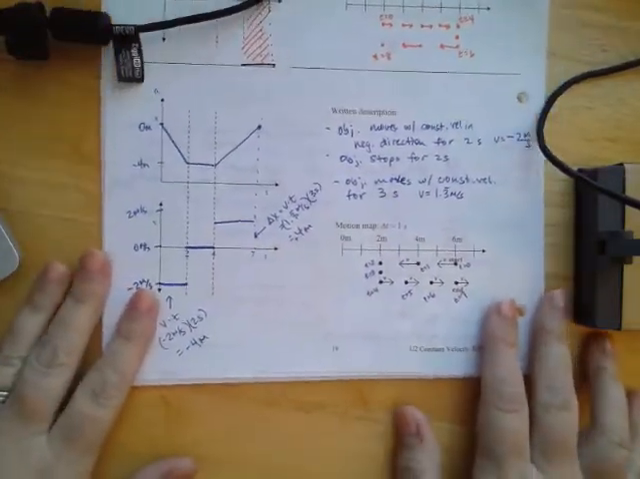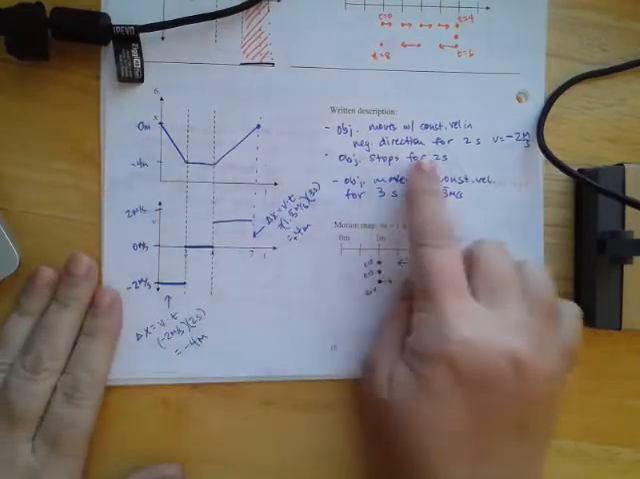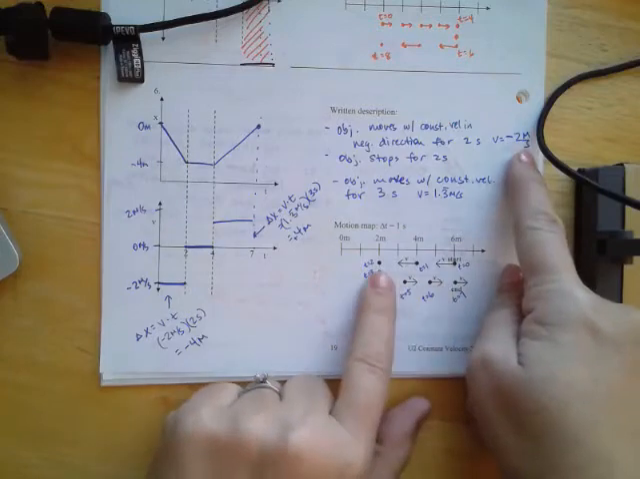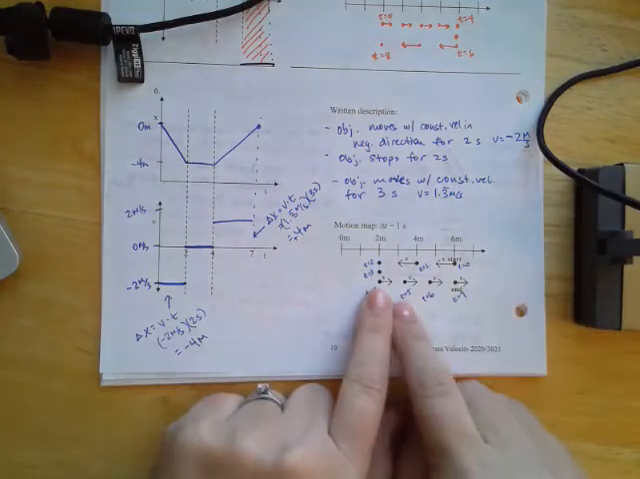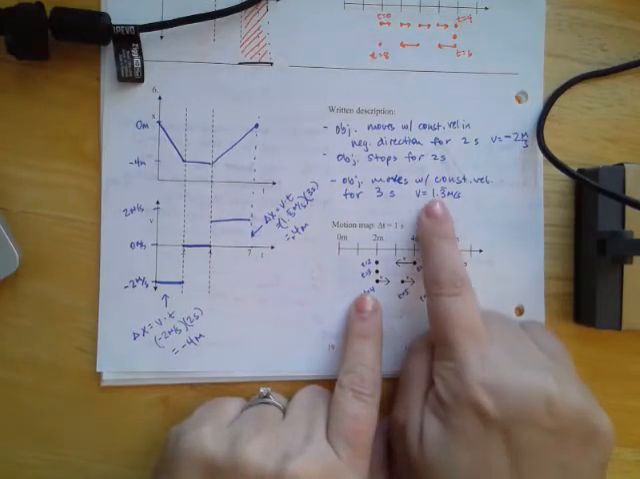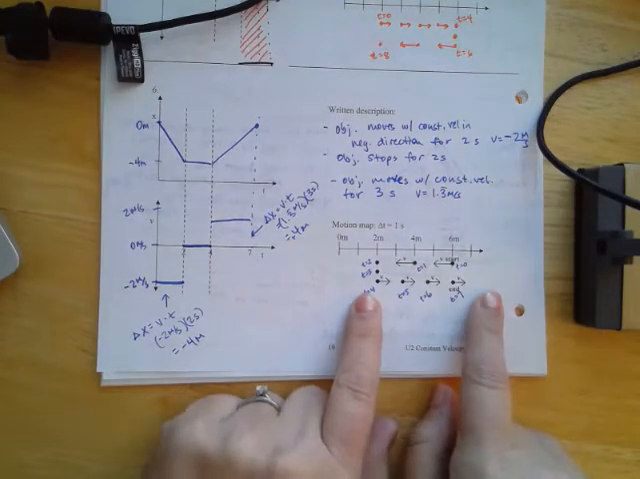So yesterday we got through problem number 5. So we found that our object moves with constant velocity in the negative direction for 2 seconds, stops for 2 seconds, then moves with a constant velocity for 3 seconds at a velocity of 1.3 meters per second.